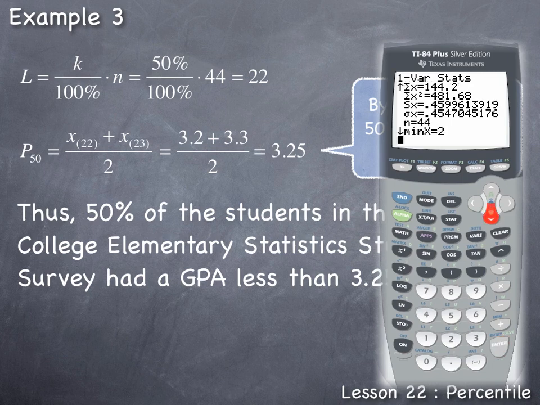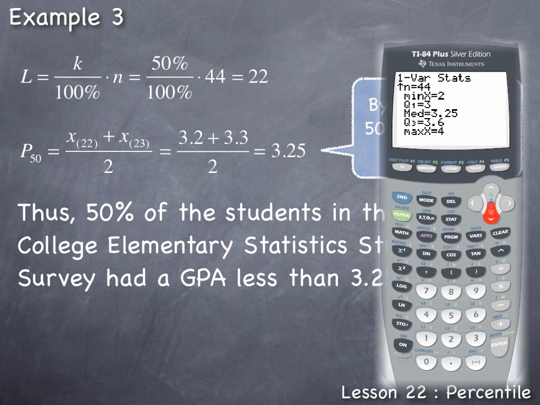and the median is found at the bottom of the page by pressing down arrow, and we can see that the median equals 3.25, which is exactly the same result that we got when we calculated this result ourselves.